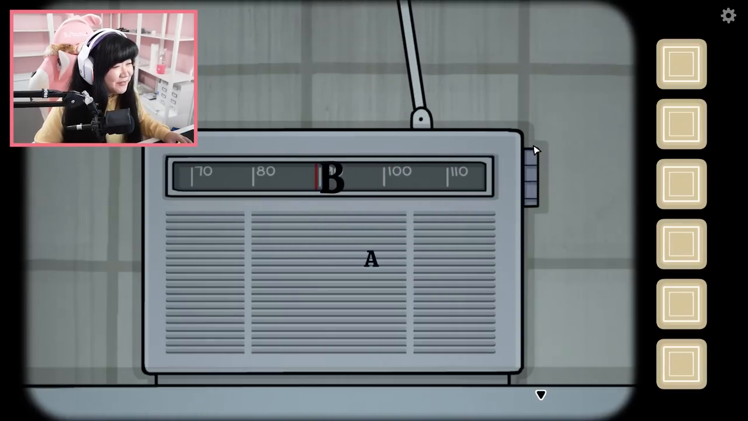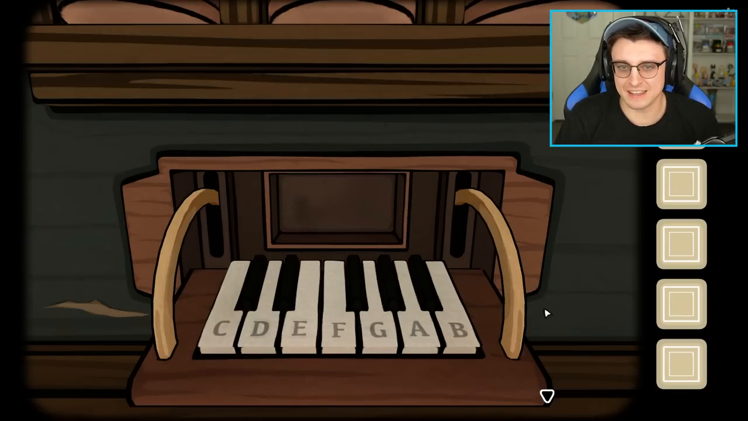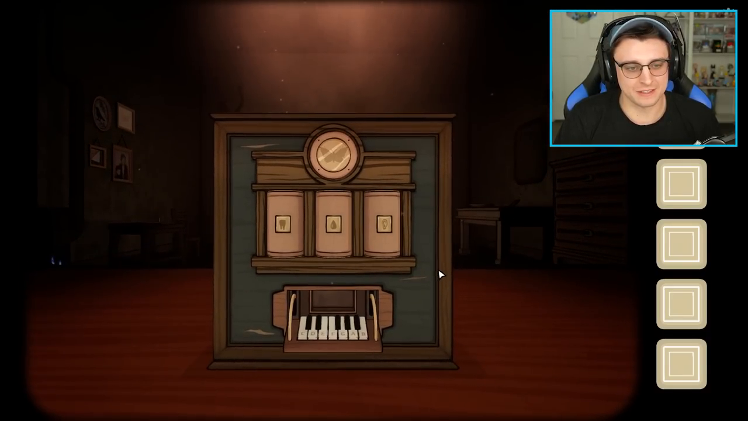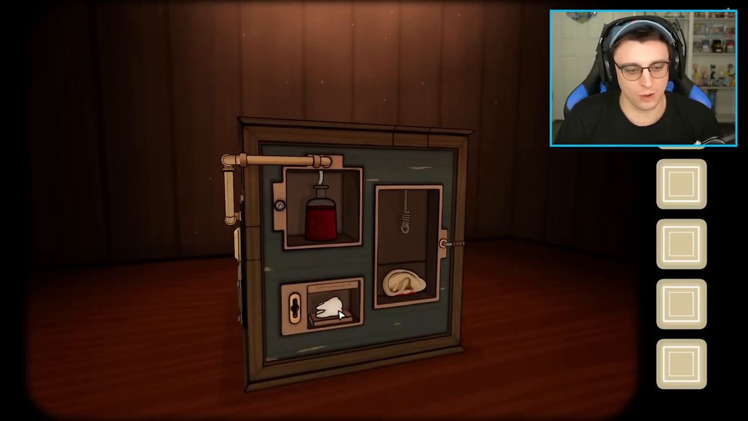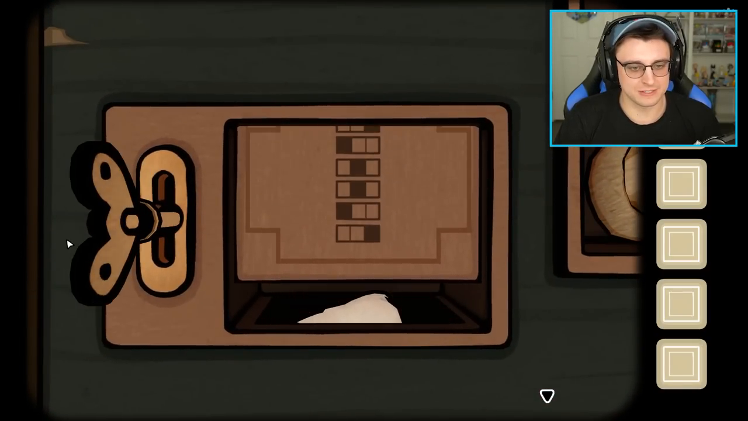89.1. I don't know my alphabets apparently. B-A-G-A. B-A-G-A. All right, I got another key. I got a tooth key. Where do I put the tooth key? I probably put it right here next to the tooth. That goes there. Bam. Is there another number?